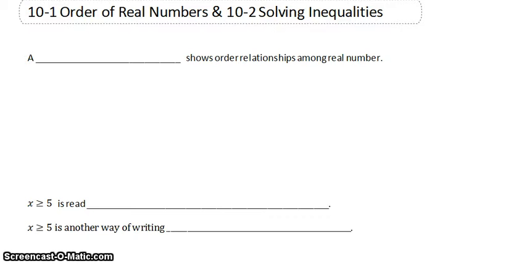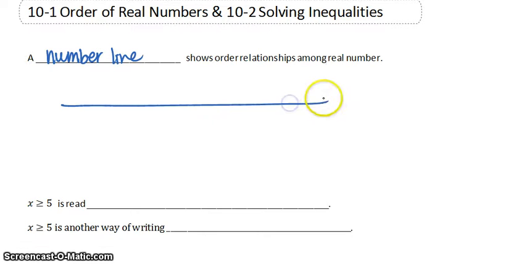Okay, so we have 10-1, which is order of real numbers, and 10-2, which is solving inequalities. So first we're going to start with 10-1. Okay, so a number line, which we've talked about before, shows order relationships among real numbers. And let me draw you a number line real quick.